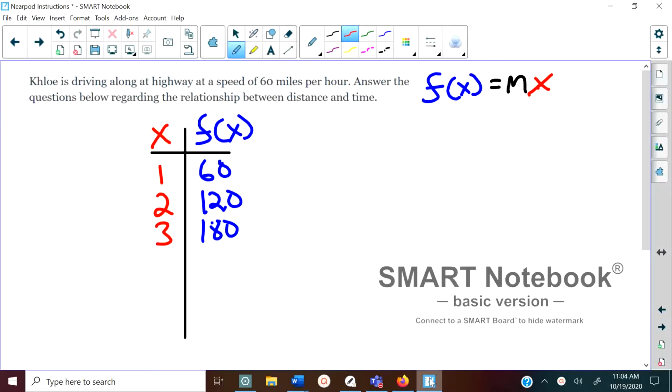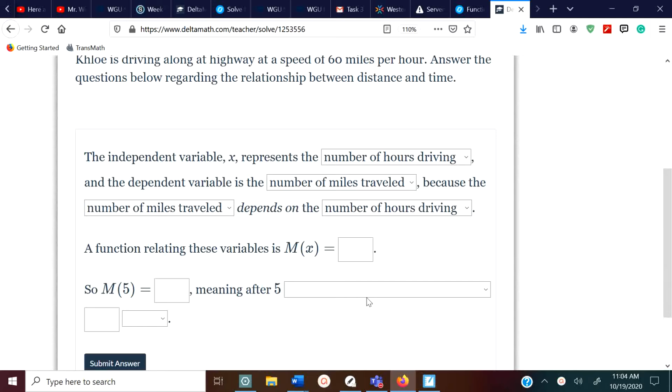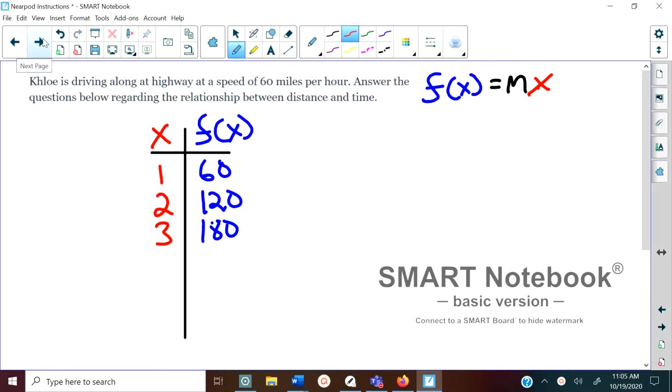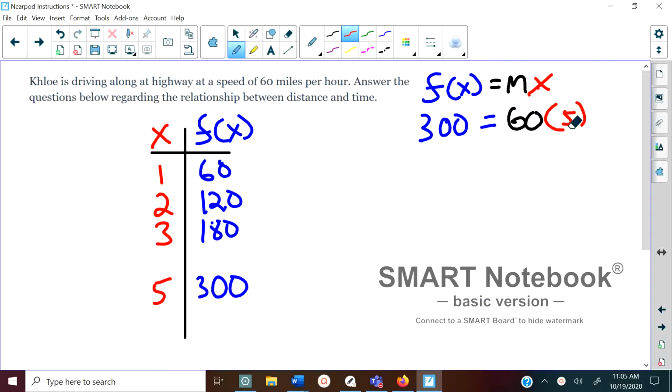Now I'm going to go back to this table. What if we knew how many hours we drove? Can we figure out how many miles have been traveled? Well, the way we do it is if we multiply the number of hours times 60, then we can figure that out. So we would just type in 60 times the number of hours driven. So we put in an x, which represents the number of hours driven, and we multiply it times 60. If it is 5 hours, which is the example they give us here, we take the 5 and multiply it times 60, and you get 300 miles. The notation would be 60 times 5 gives you 300.